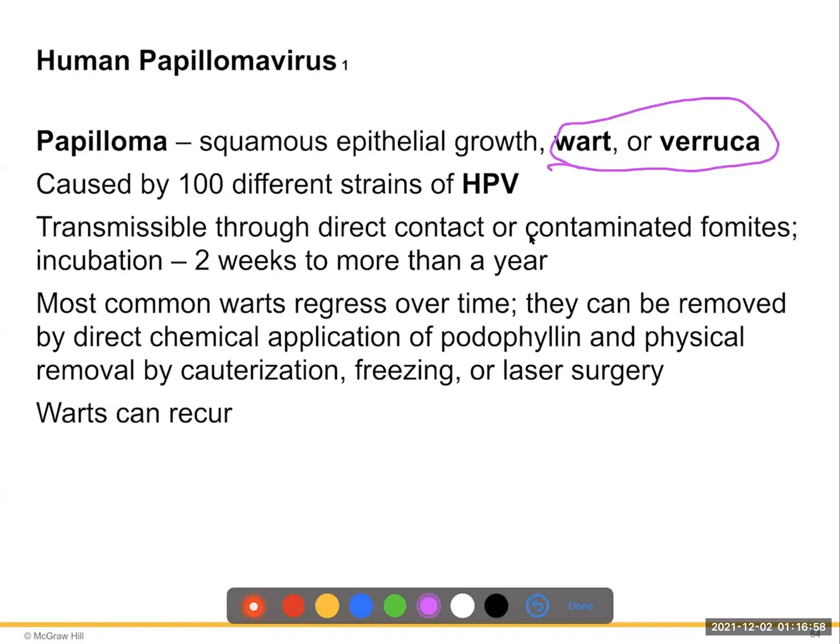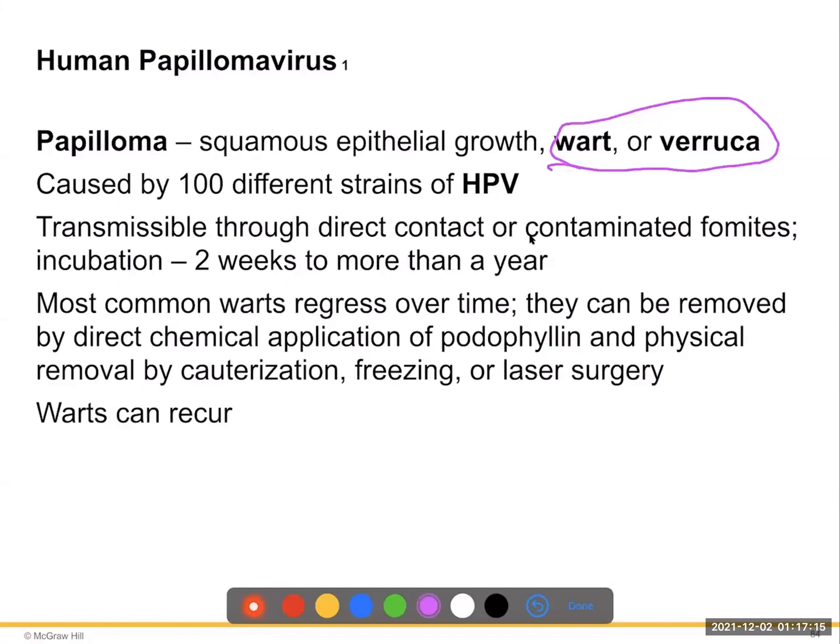Fomites, again, are inanimate objects that can cause transfer, like silverware, utensils, dishes, clothing that the virus can live on and be transferred from one person to another. Incubation period, about 2 weeks to more than a year. Most common warts regress over time.